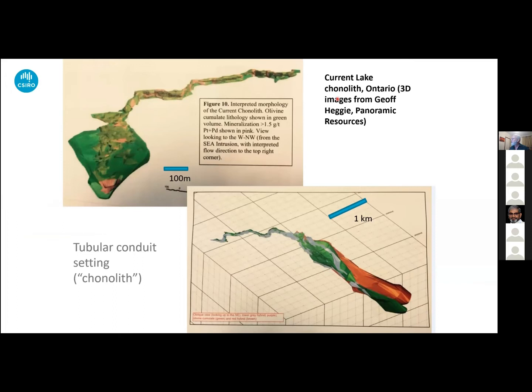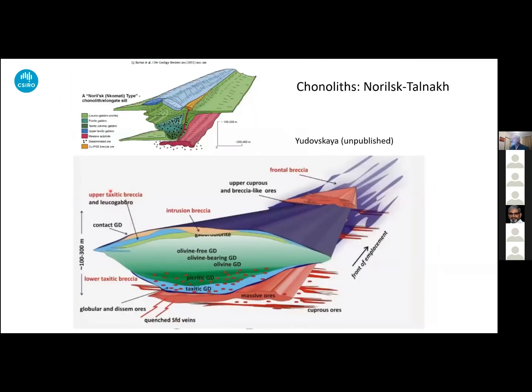This is my favorite one. This is the Current Lake Chonolith in Ontario. And thanks to Jeff Heggie from Panoramic Resources for this one, this bizarre snake-shaped body. That's sort of the chonolith lover's chonolith. And here, sort of economically, the most important ones. This is from my original 2016 paper. This is based on a cartoon from Tony Naldrett, the view of the typical Norilsk Talnakh body. There's quite a bit of vertical exaggeration on this one.